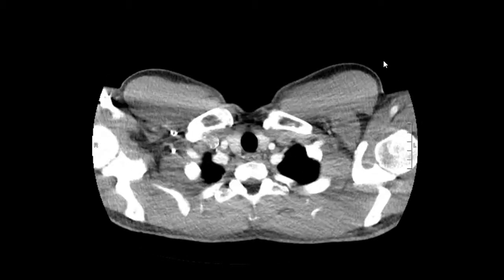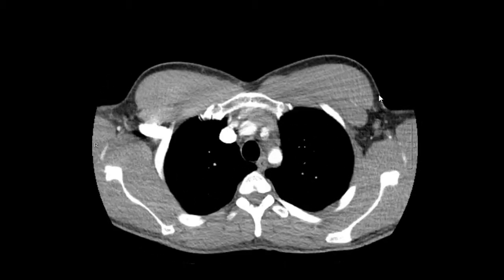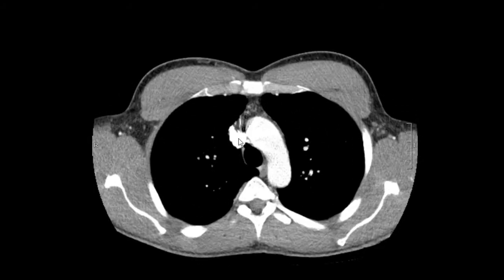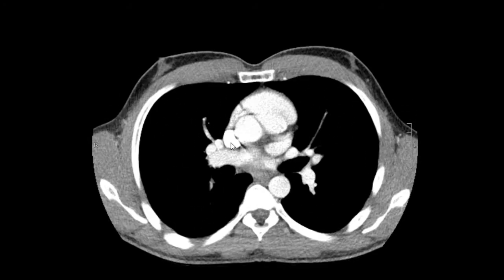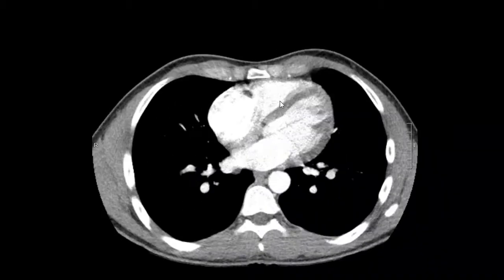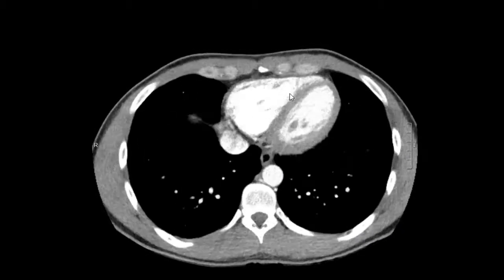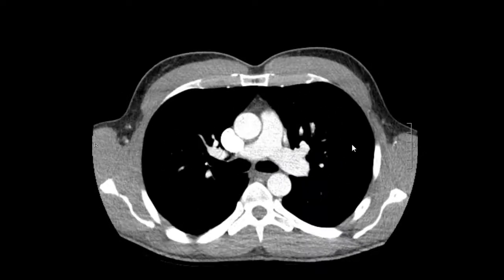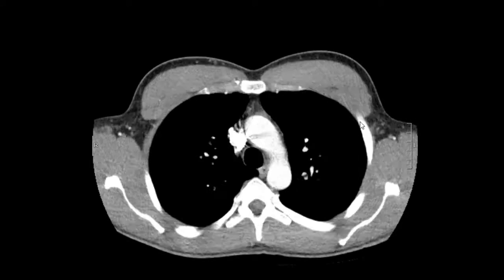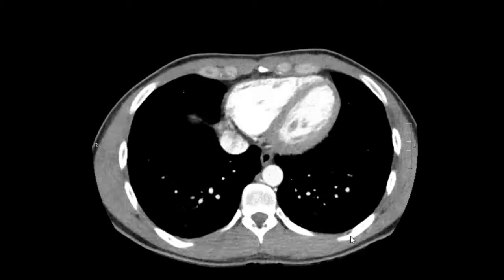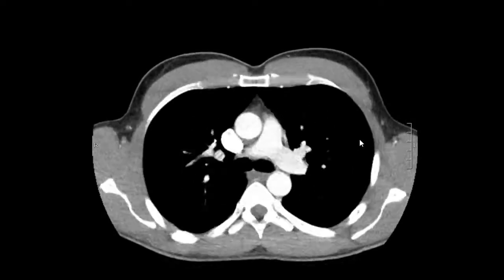I first start by pretty much following the IV contrast. So I'm going to follow this, the superior vena cava going into the right atrium. Blood is then going to flow into the right ventricle, into the pulmonary artery. And I'm just going to do a quick look at the smaller, more peripheral pulmonary arteries to see if there's any obvious abnormality.